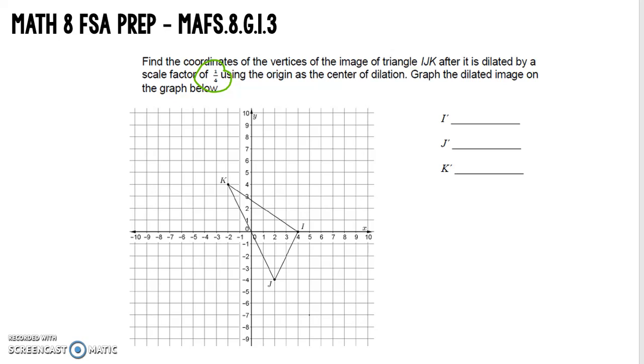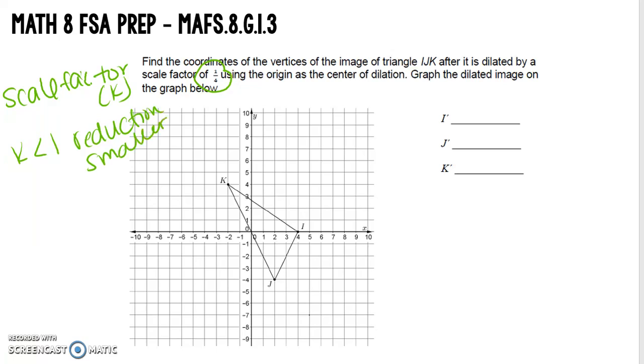So let's think back to scale factor. If your scale factor, which they call K, is less than 1, that is going to be a reduction, meaning the image is going to be smaller. If K is greater than 1, that is going to be an enlargement, which means it'll be bigger than your original. So if I'm looking at a scale factor of 1/4, I should know that what I'm looking for is an image that is smaller, not larger, smaller.